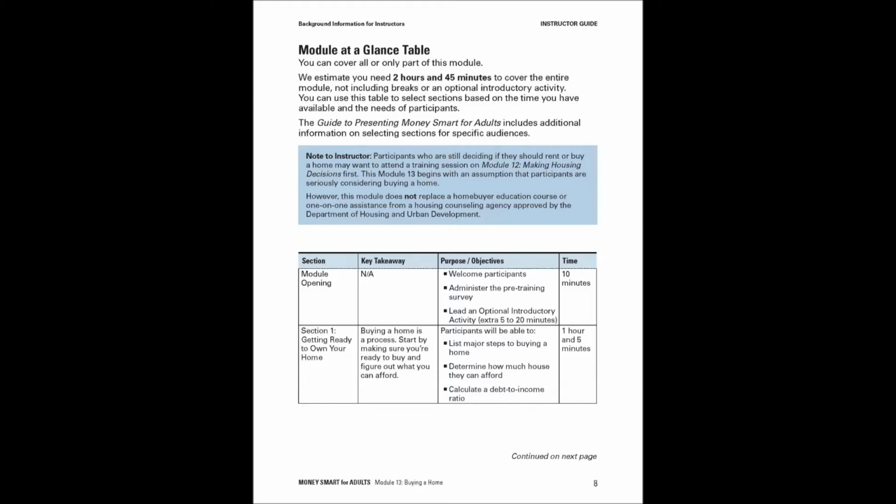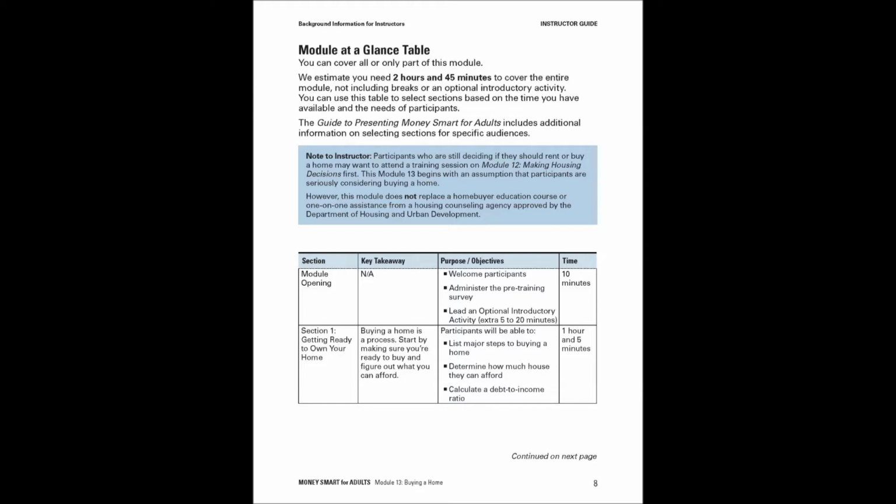I want to refer you to the Guide to Presenting Money Smart for Adults, which is going to include additional information on selecting sections for specific audiences so you can really tailor this training. Now, because we're talking about buying a home, your participants might still be deciding if they should rent or buy themselves, and so you may want to recommend the training on Module 12, Making Housing Decisions, first.